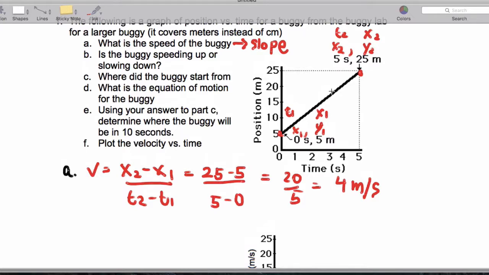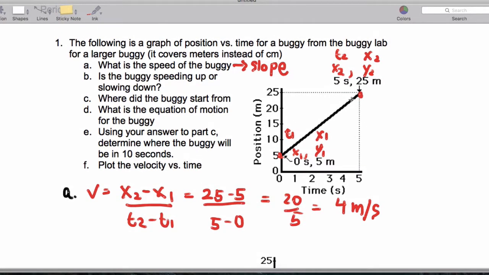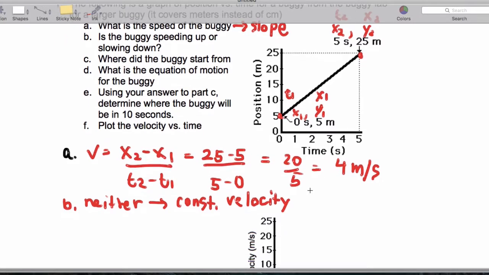Now we want to know, is the buggy speeding up or slowing down? Let's remember this is a steady slope, and that implies that the speed is absolutely steady. So for part B, the answer is neither. It's actually a constant velocity. And then for part C, we want to know, where did the buggy start from? We read the initial position off the graph. X naught, the starting position, is the 5 meter mark.